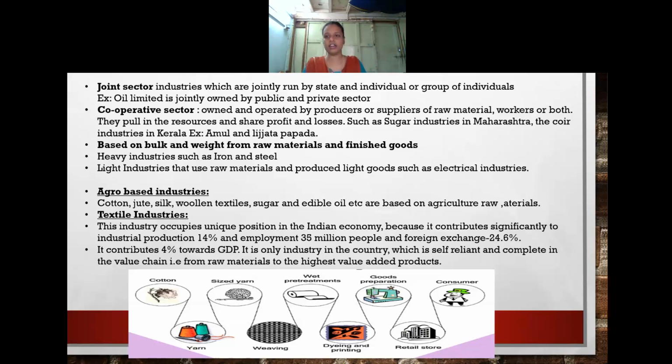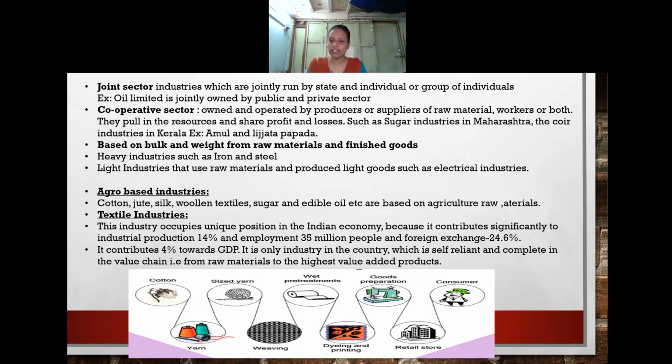So the next category of industries is based on bulk and weight, that is, based on the weight and bulk from the raw materials to the finished goods. This kind of category is also there in our country, to understand how manufacturing takes place. First one is the heavy industries. Here some heavy materials will be used to produce the finished goods, like iron and steel.